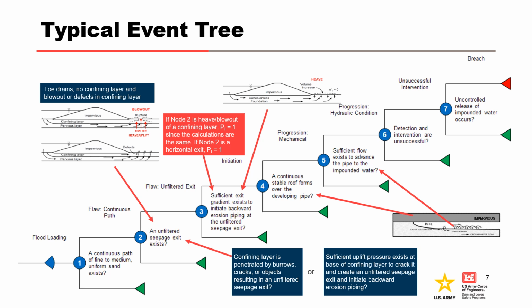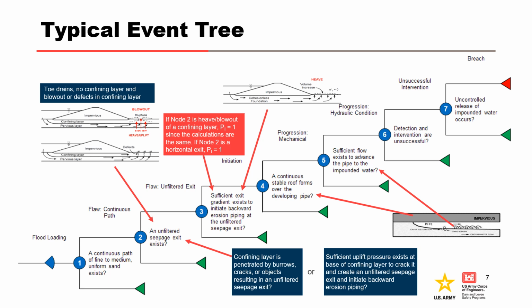Node 4 assesses the mechanical condition for progression, in other words, roofing. Nodes 6 and 7 are unsuccessful intervention and breach, respectively. Use the generic sequence of events or event trees as a starting point for potential failure mode evaluation, but adapt for site-specific conditions.